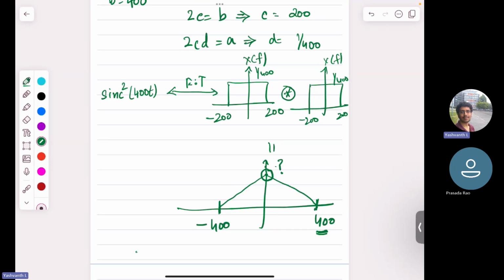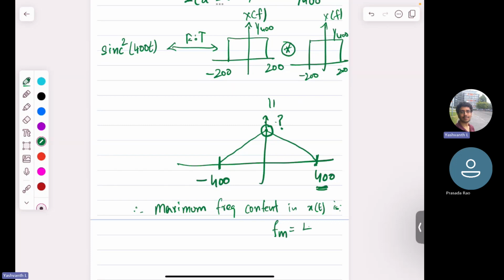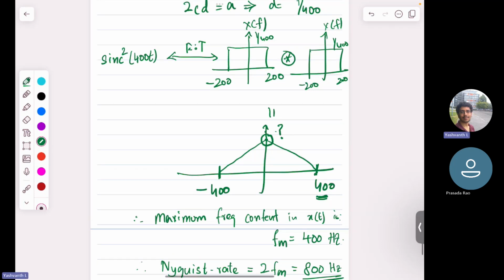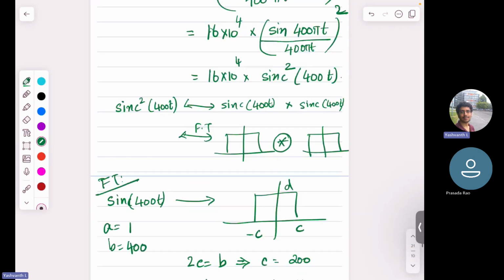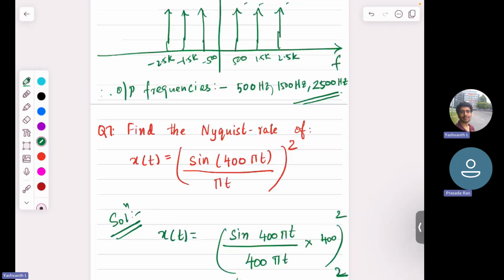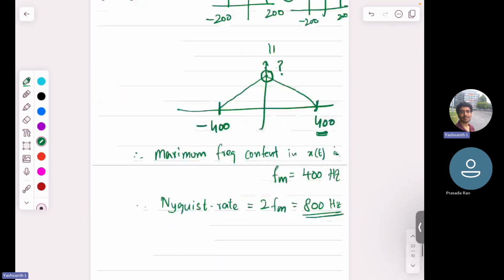Therefore, the maximum frequency content in x of t is fm equal to 400, correct. So what is the Nyquist rate? It is 800, sir. Correct. 2fm is equal to 800 hertz. So basically, this sinc square will have a Nyquist rate of 800 hertz.